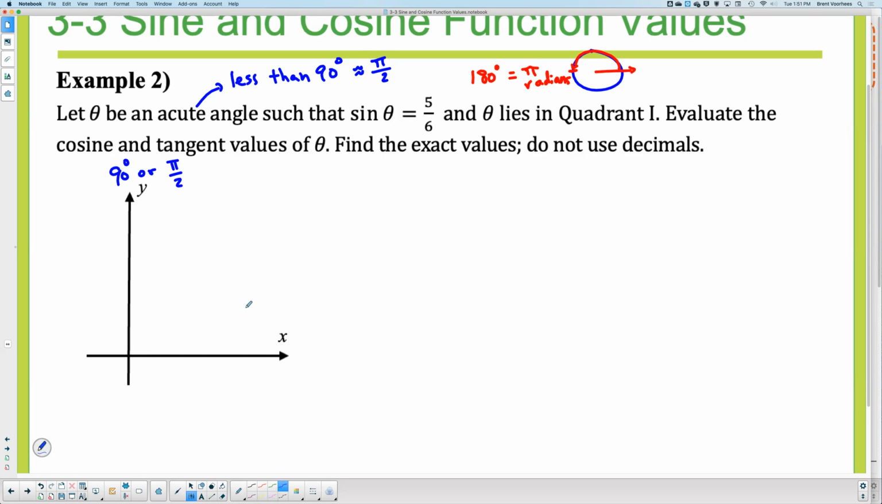90 degrees or pi over 2. So the angle is going to be over here. It says sine is 5 over 6. Now let's think through the ratio. Sine is y, cos is x, tangent is y over x. I just told you, what is sine?